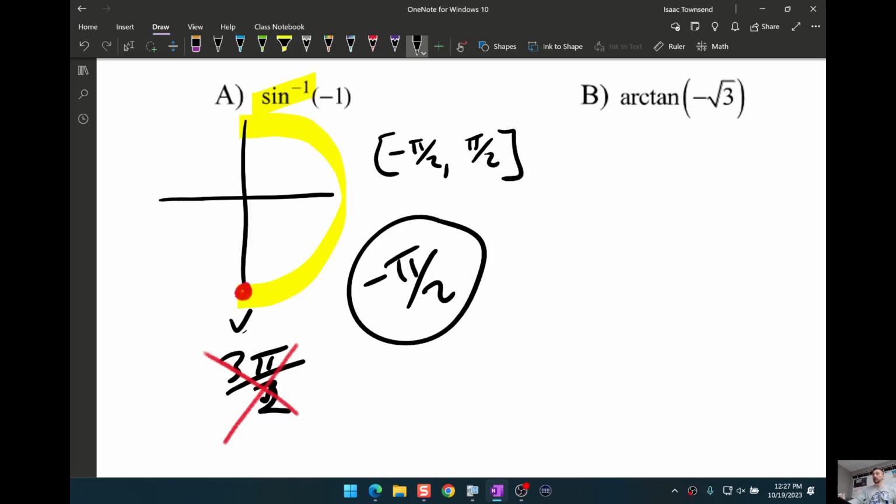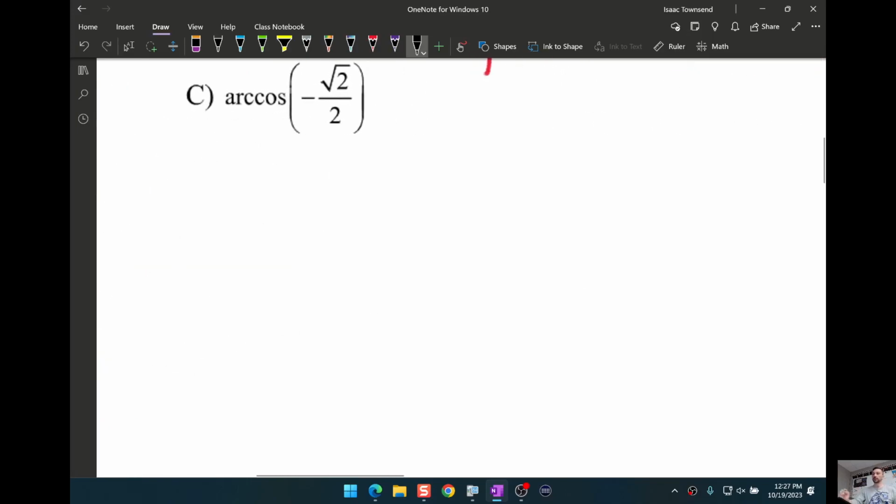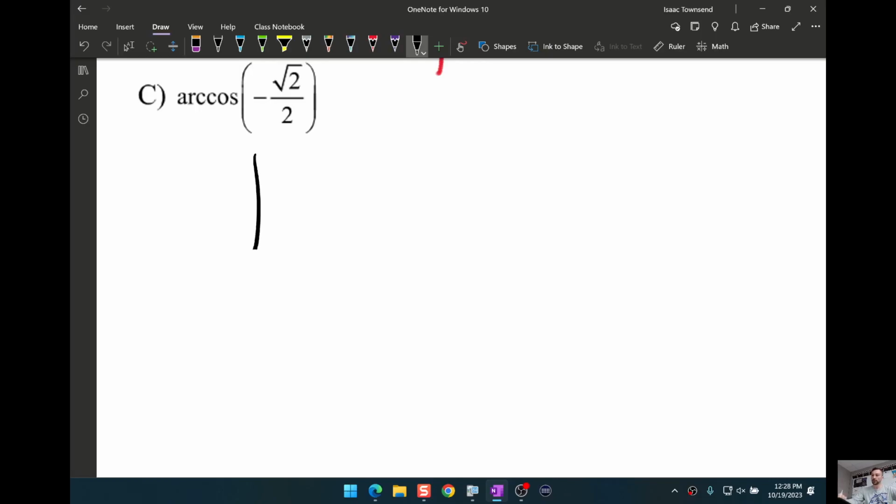Okay, I'm going to come back to B just because tangent's always a little bit more work. But C, inverse cosine of negative square root of 2 over 2. Does that sound like a ratio from the unit circle? Yes. Okay, then make a little unit circle, go around it, and mark everywhere where you think cosine is negative square root of 2 over 2.